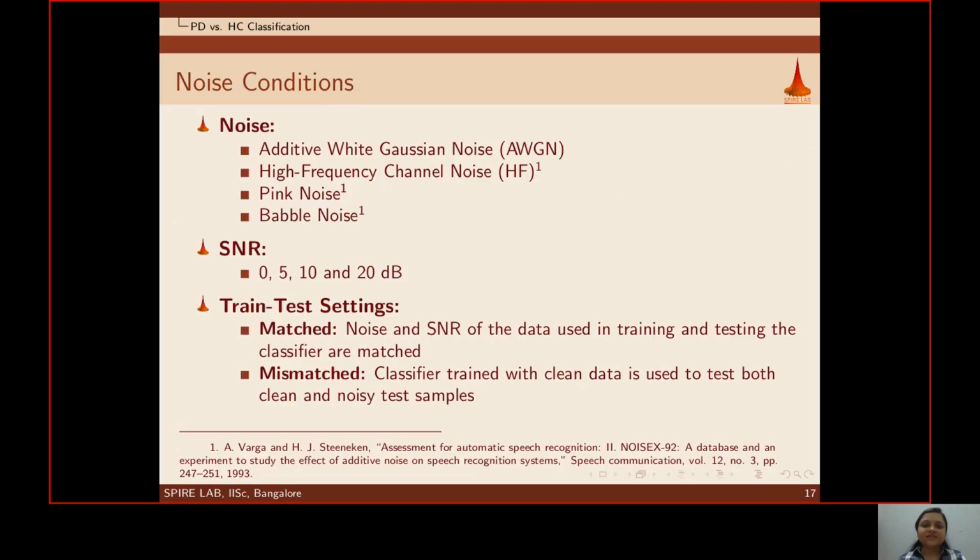Here, along with clean speech, we also work on noisy speech to understand if similar observations apply to both conditions. We take 4 different types of noise: AWGN, high frequency channel or HF noise, pink and babble noise, each at 0, 5, 10 and 20 dB SNRs. Also, we consider 2 different train test settings, matched and mismatched. In the matched case, the noise and SNR of the data used in training and testing the classifier are the same. In mismatched condition, a classifier trained with clean data is used to test both clean and noisy test samples.